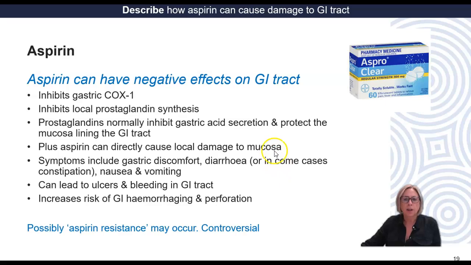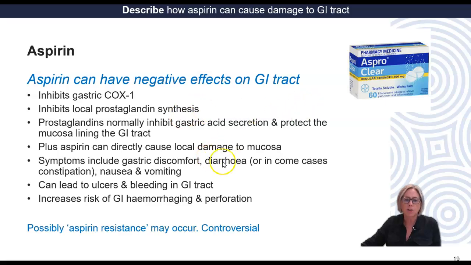Now, as we all know, aspirin can have negative effects on the gastrointestinal tract. We know that it's a non-selective COX inhibitor. It inhibits gastric COX-1 to inhibit local prostaglandin synthesis. Remember, the prostaglandin production in the stomach is really important because it normally inhibits gastric acid secretion and protects the mucosa lining the gastrointestinal tract by promoting the production of that thick alkaline mucus. Aspirin itself, because it's weakly acidic, can directly cause local damage to the mucosa.